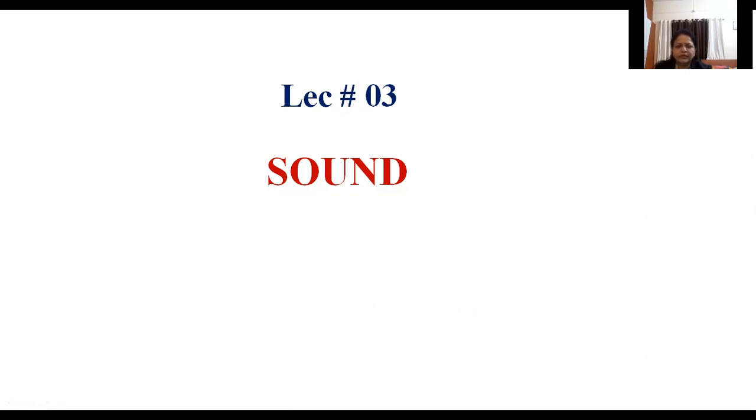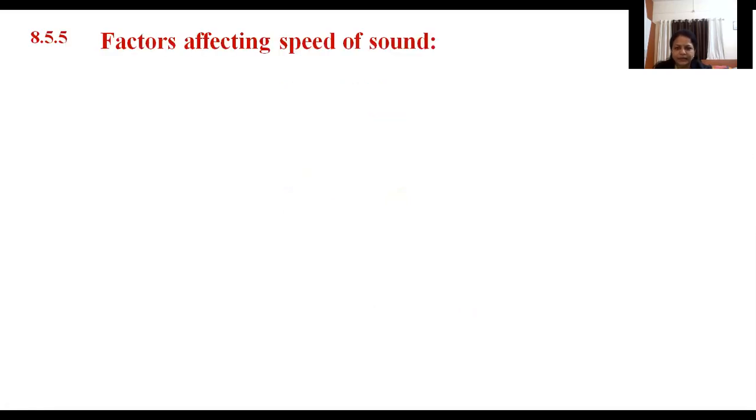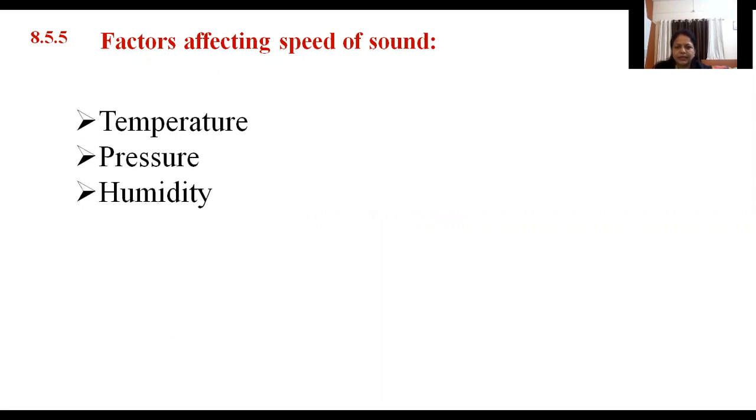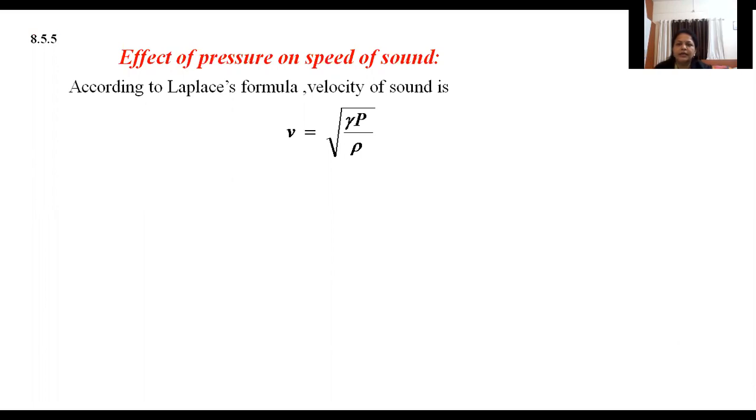Today in this lecture we are going to study what factors affect the speed of sound. Let us see the factors affecting speed of sound. There are 3 factors that majorly affect the speed of sound. The first is the temperature, then pressure and humidity. Let us see these factors one by one. How do they affect the speed of sound? So let us first see the effect of pressure on speed of sound.